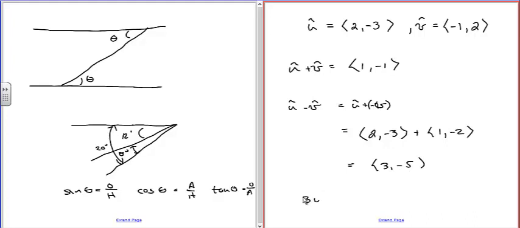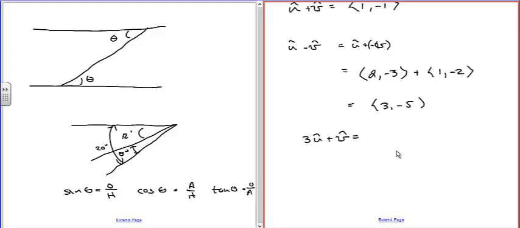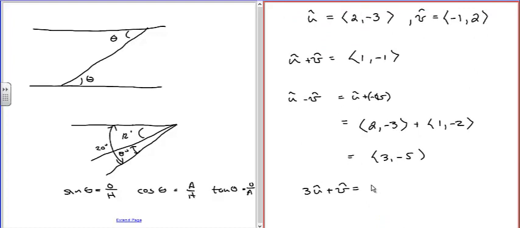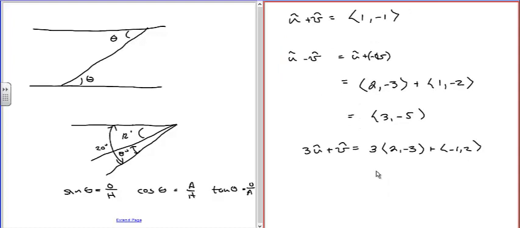And then I might do something like 3u plus v. So there you take vector u and multiply it by 3, and then add it to vector v. So I'd go ahead and multiply this by both of the elements. So you get 6 comma negative 9 plus negative 1 comma 2. And if you add those two together, you get 6 plus negative 1, which is 5, and negative 9 plus 2, which is negative 7. Okay, so that's pretty straightforward.